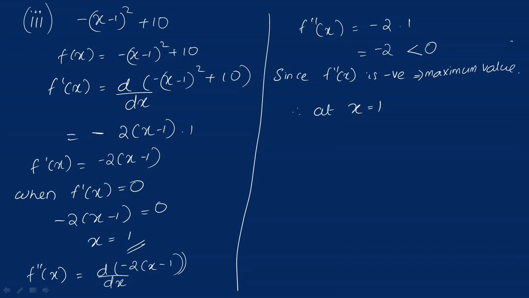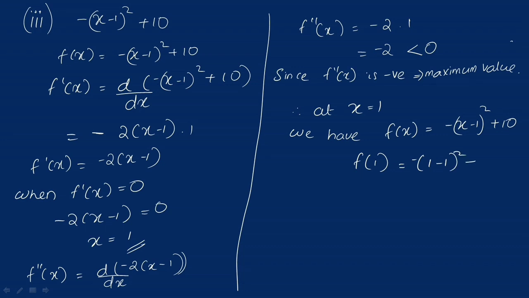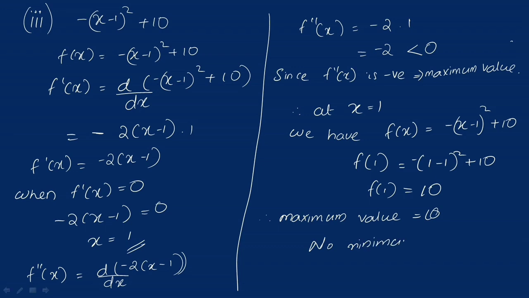So what is the maximum value? At x equal to 1, we have to apply that in f of x. That is f of x is equal to minus (x minus 1) whole square plus 10. So f of 1 is equal to minus (1 minus 1) whole square plus 10. That is f of 1 is equal to 10. So the maximum value is equal to 10. So there is no minima value for this question also.